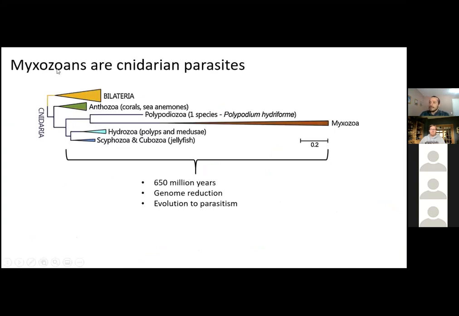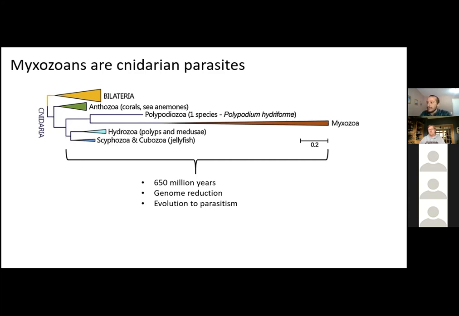Myxozoans, the clade that C. shasta is part of, are cnidarian parasites. Most of the time when people think of cnidarians, they think of things like corals, sea anemones, and jellyfish, things that sting you when you're at the beach. Myxozoans are really distant sister taxa to this clade. Some of the recent studies say they diverged 650 million years ago. It's a really rough estimate, but sometime a long time ago, these things diverged from the free-living cnidarians that we know of. Since then, they've reduced their genomes, evolved to parasitism, and become microscopic. A lot of changes have happened.